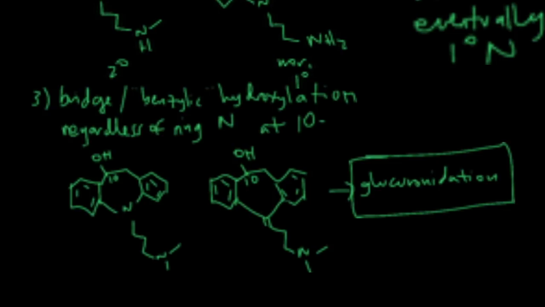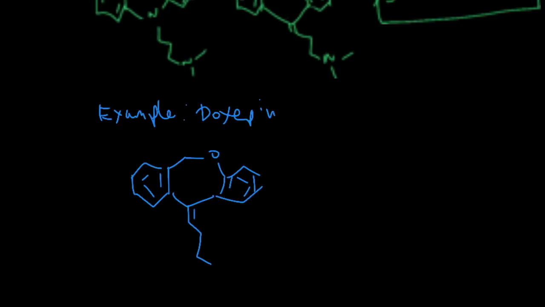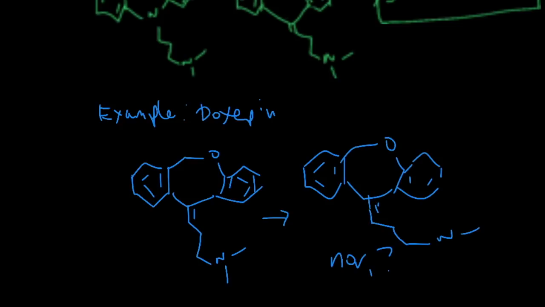Ooh, cool example he mentioned in class, which is also about doxepin. Okay, so here's doxepin. What would you expect the NOR1 metabolite to be? A secondary amine, tertiary amine, or a primary amine? You would expect it to be a secondary amine, because you start off with a tertiary amine here. Now you're going to make it a secondary amine.